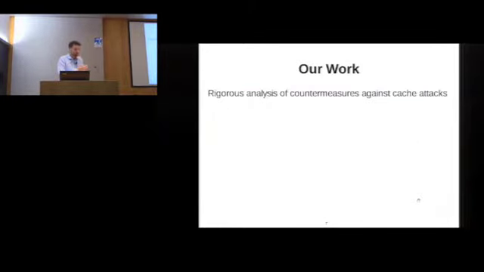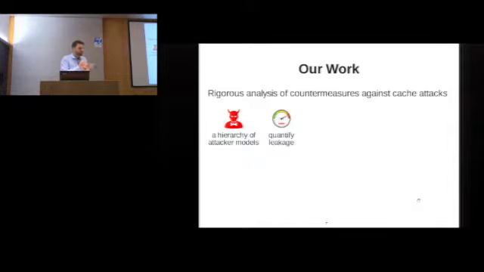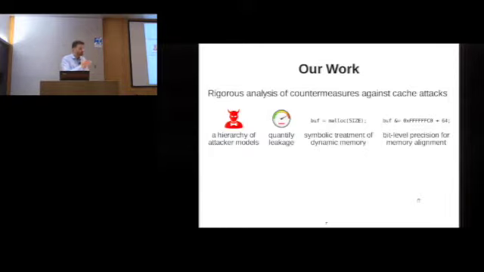In our work, we develop techniques which allow us to rigorously analyze cache attack countermeasures, such as the ones from the previous slide. For this, we rely on a hierarchy of attacker models, which correspond to different notions of security with different permissiveness. We measure security by quantifying information leaks with respect to those attackers. A highlight from our analysis is that we symbolically treat dynamic memory, while at the same time we provide bit-level precision to be able to reason about memory alignment.